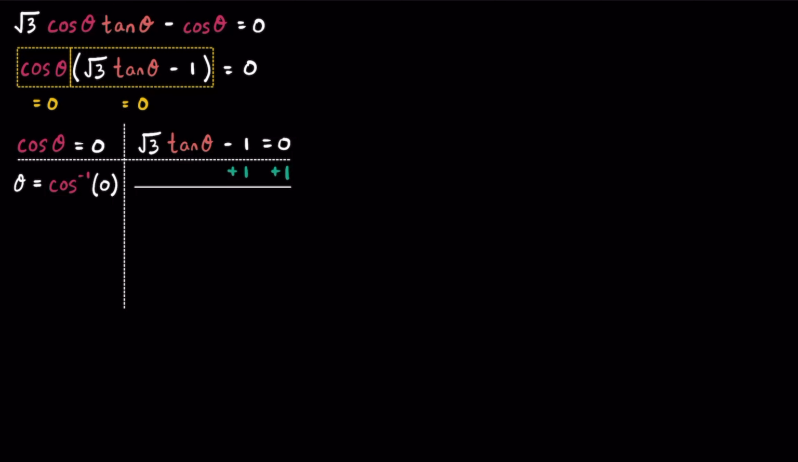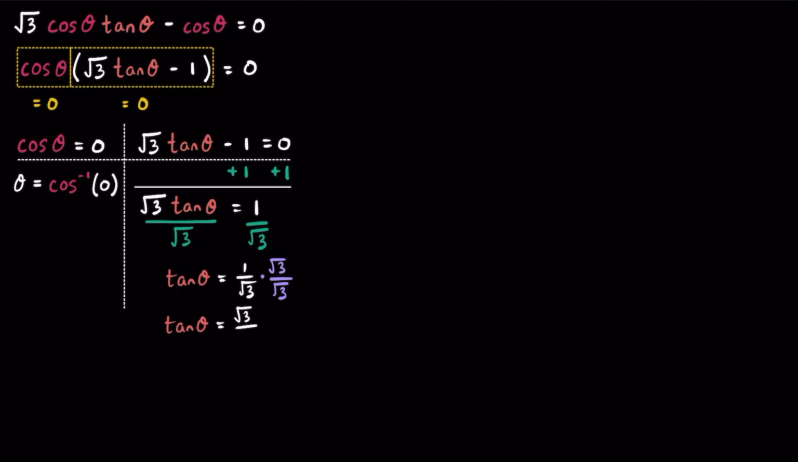And when we do that, we're going to get root 3 times tangent of theta is equal to 1. And then if we go ahead and divide both sides by the square root of 3, we'll find that tangent of theta is equal to 1 over root 3. And remember that we can rationalize the denominator by multiplying this by root 3 over root 3. So in an alternate form, we can also say that tangent of theta is equal to root 3 over 3. Finally, taking the inverse tangent of both sides of the equation, we can write that theta is equal to the inverse tangent of root 3 over 3.